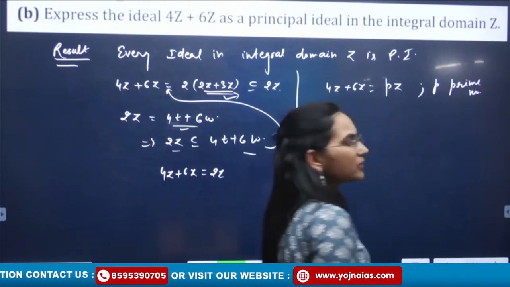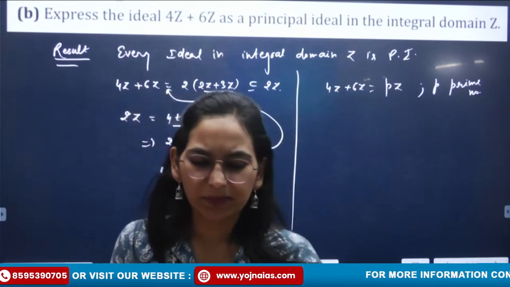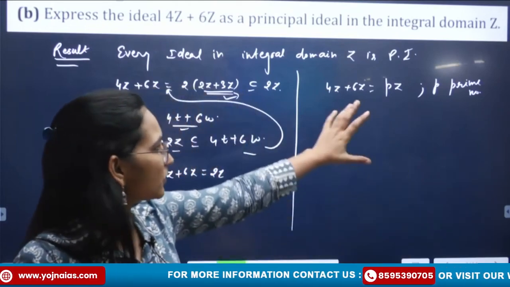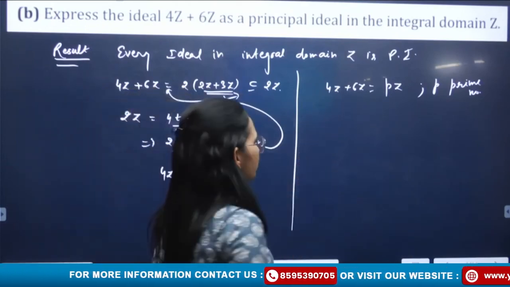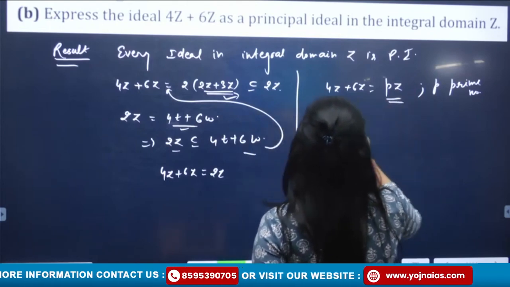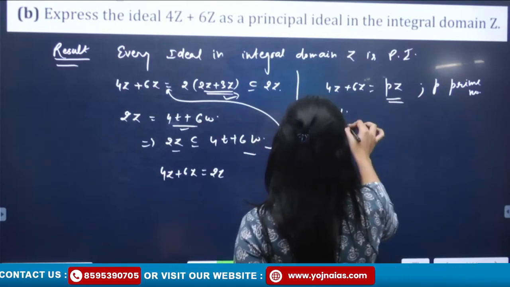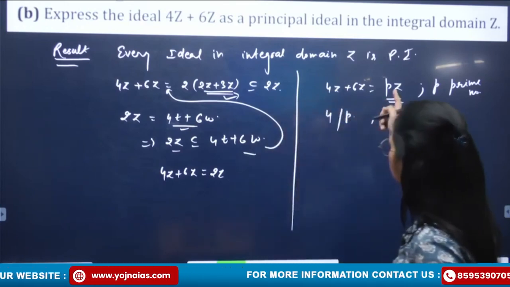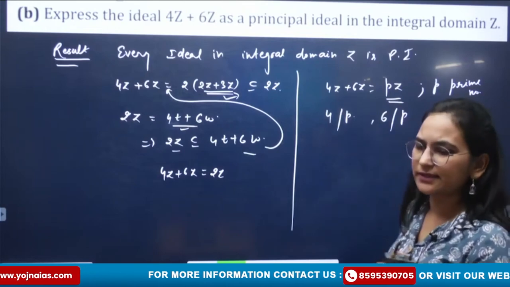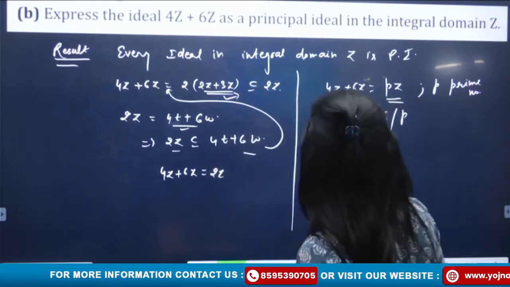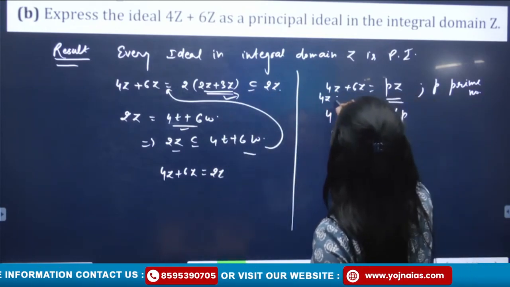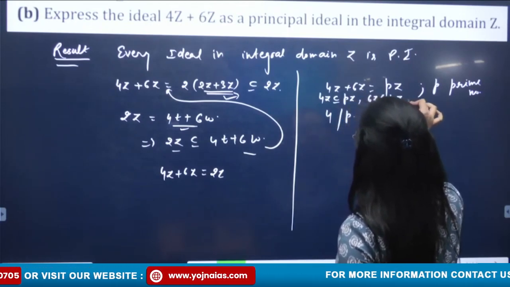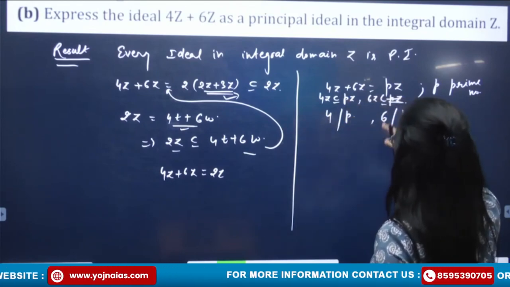And I said any ideal would be a principal ideal if and only if it is generated by a prime number. So it must be equal to some pZ. And if it is equal to pZ, then there is the property that 4 must divide this p, and 6 should also divide this p. This is why this happens, because if this is the case, then 4Z should also be contained in pZ, and 6Z should also be contained in pZ. And this would happen if 4 divides p and 6 divides p.